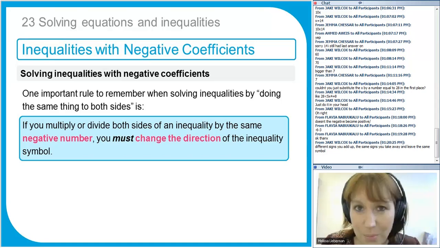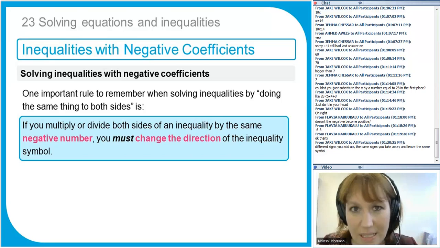Right, now this very important rule. If you have an inequality, so in other words, you're solving something with a greater than or less than symbol in it, and for whatever reason you need to multiply or divide both sides by a negative number, then you need to remember to change the direction of the sign. I'll show you why that's true.